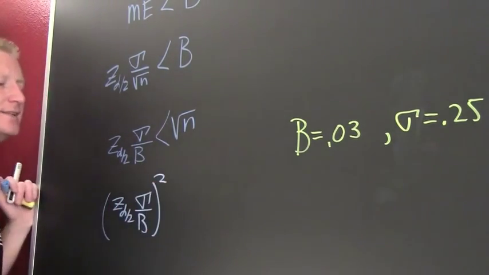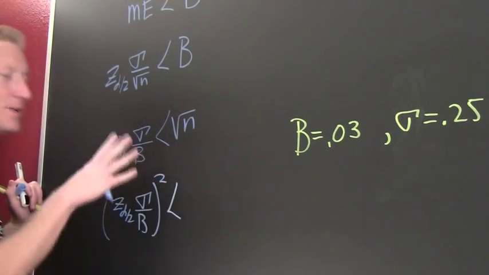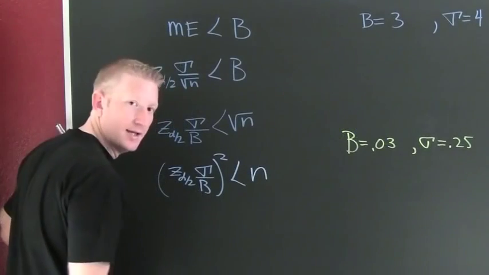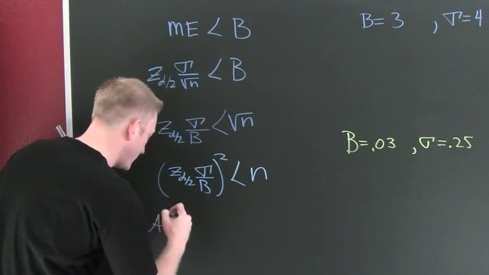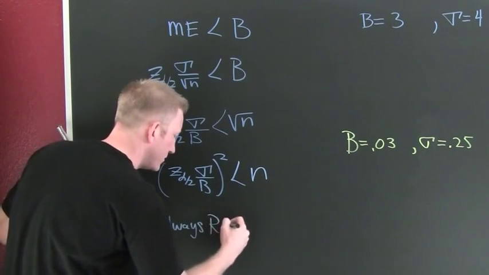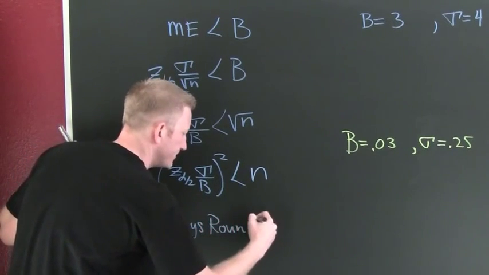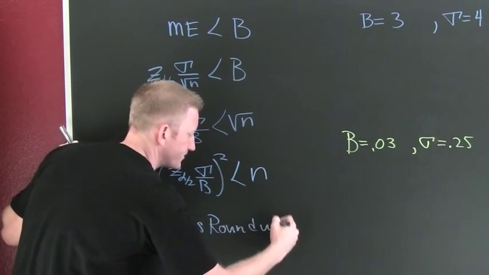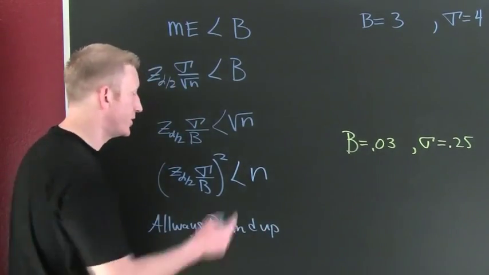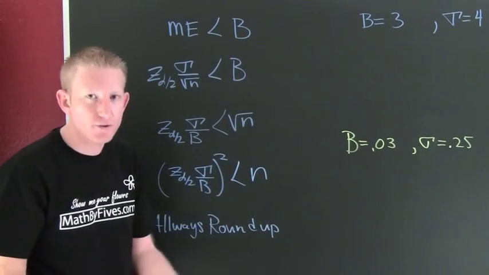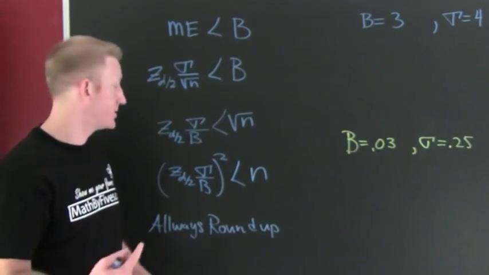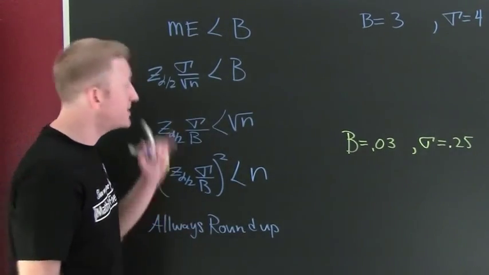Don't forget to square it. I put these things on exams and people forget to square it. And then always round up, of course, when you have decimal answers. You're going to want to round up, because you can't sample, survey, or conduct part of an experiment. Let's see an example.